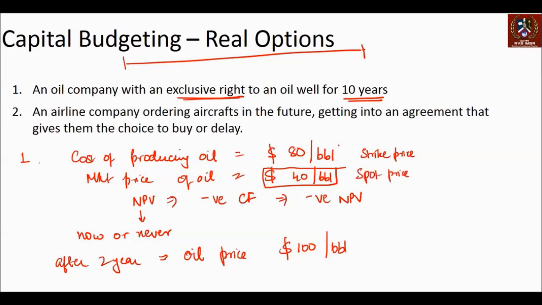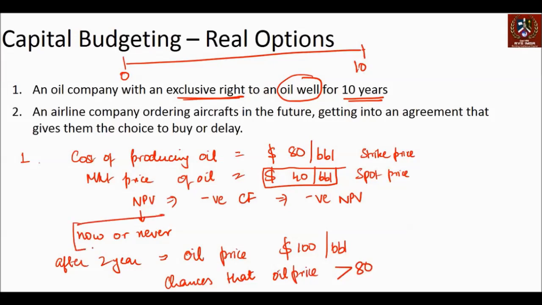And if the spot price crosses the strike price, the project could become valuable over its tenure of 0 to 10 years. Hence, what we are saying is that the value of this oil well, the value of this asset or development of this oil well depends on the chances that oil price is above 80 anytime in the next 10 years, right? NPV does not capture this. NPV can only capture events where the decision point is yes or no, and that's right now.